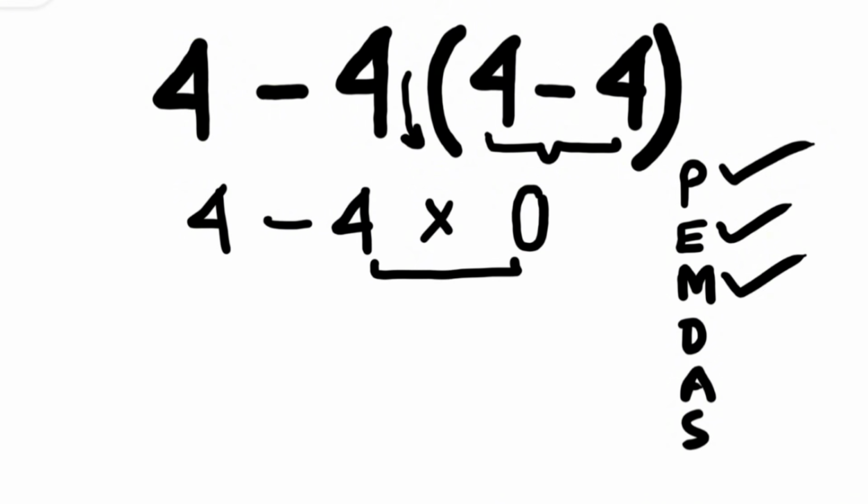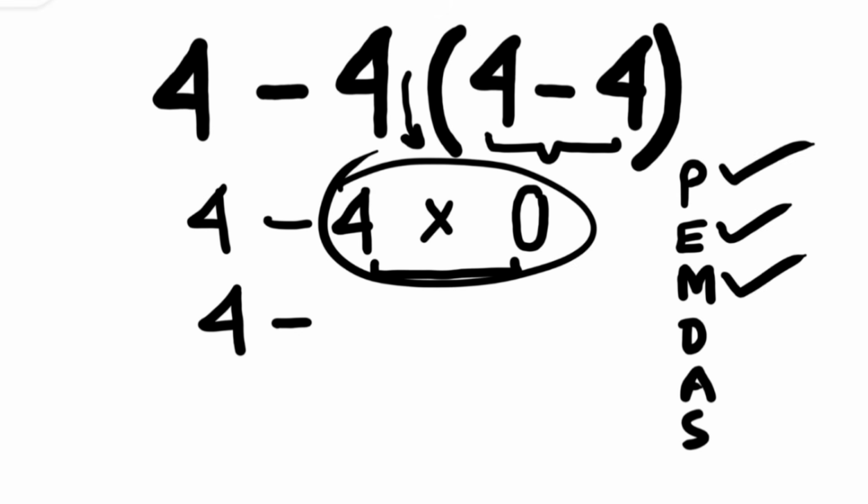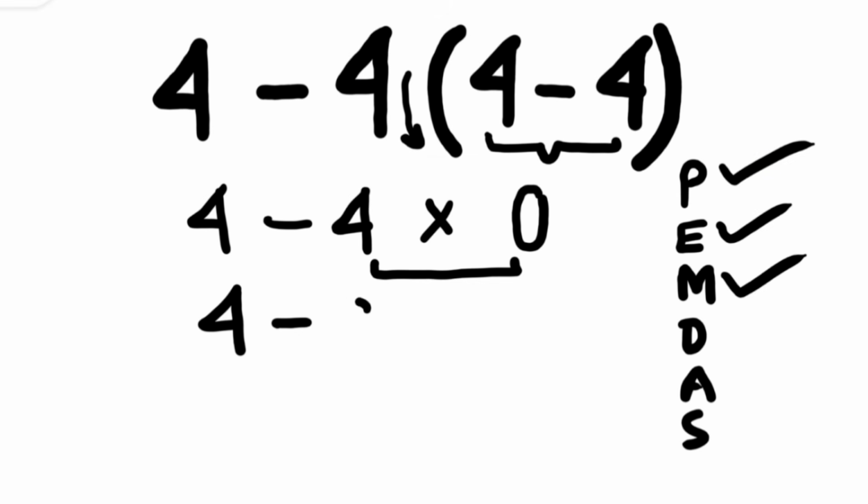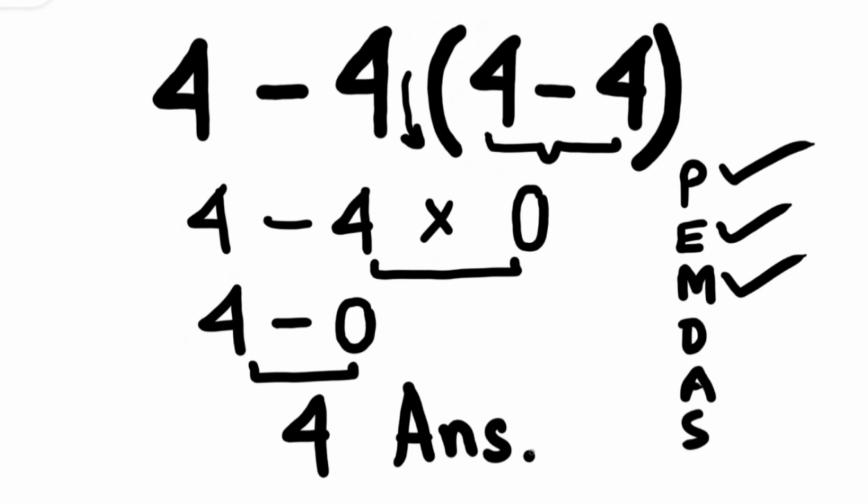Therefore, what will we do first? Now we will do multiplication. So we will write this 4 as it is. And if we solve this, it will become 4 multiplied by 0, which is 0. And in this way, 4 minus 0 will be our final step. How much will our answer become? Our answer will be 4.